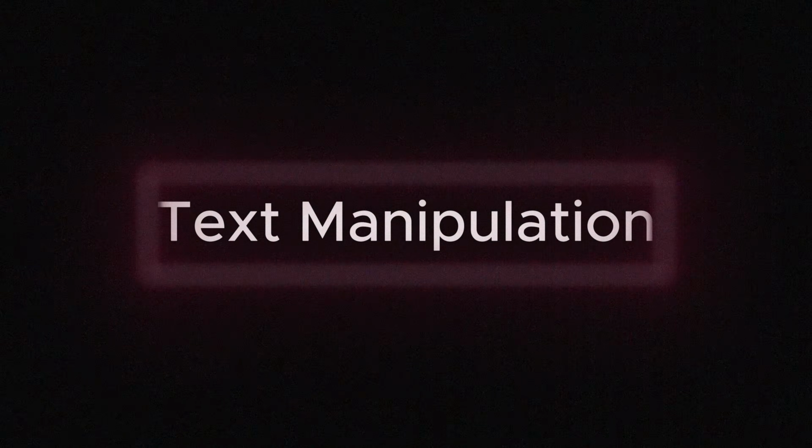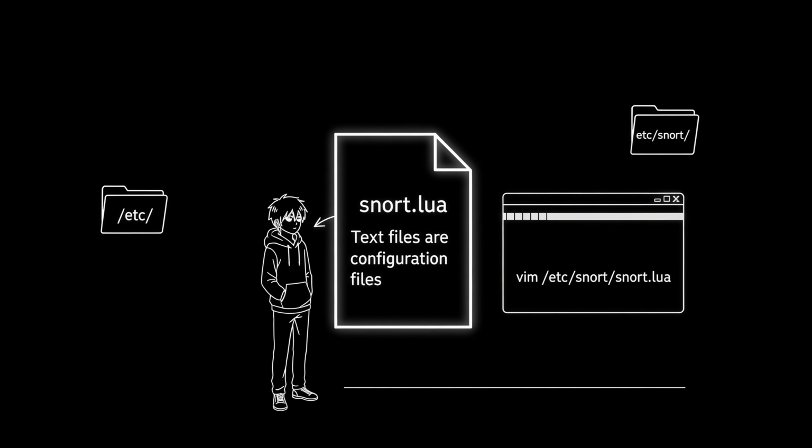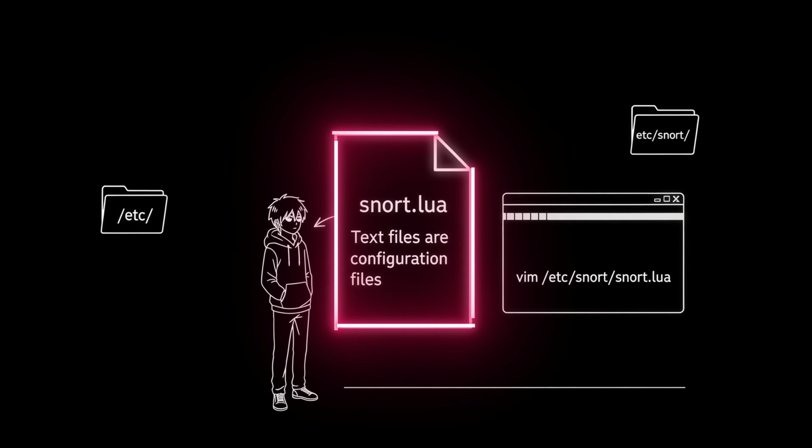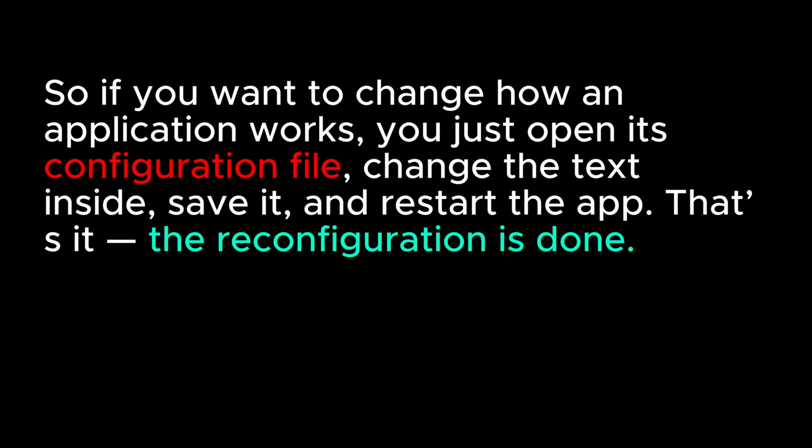Let's talk about text manipulation. In Linux, almost everything you work with directly is a file, and most of the time, these files are text files. For example, all configuration files in Linux are just text files. So if you want to change how an application works, you just open its configuration file, change the text inside, save it, and restart the app. That's it. The reconfiguration is done.